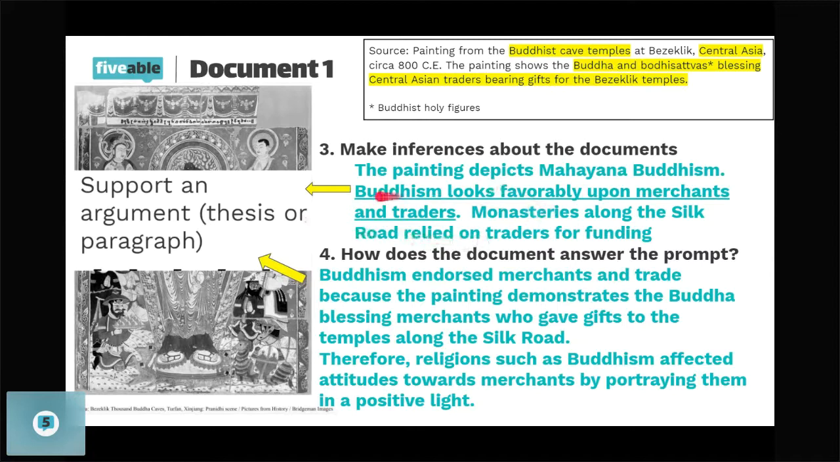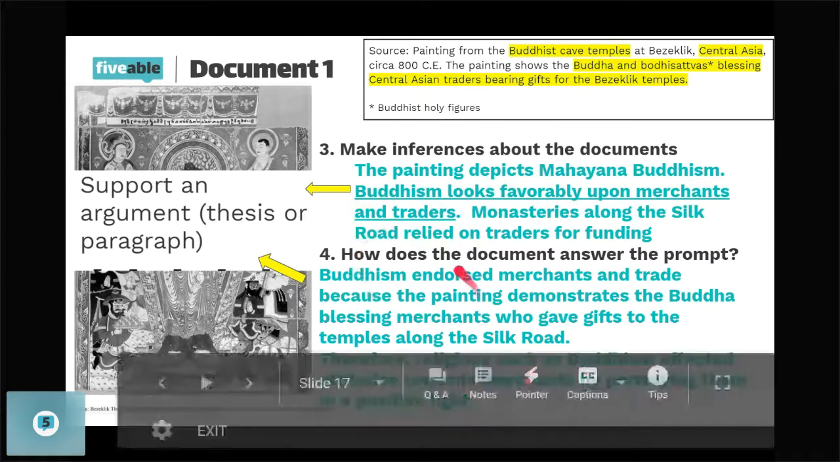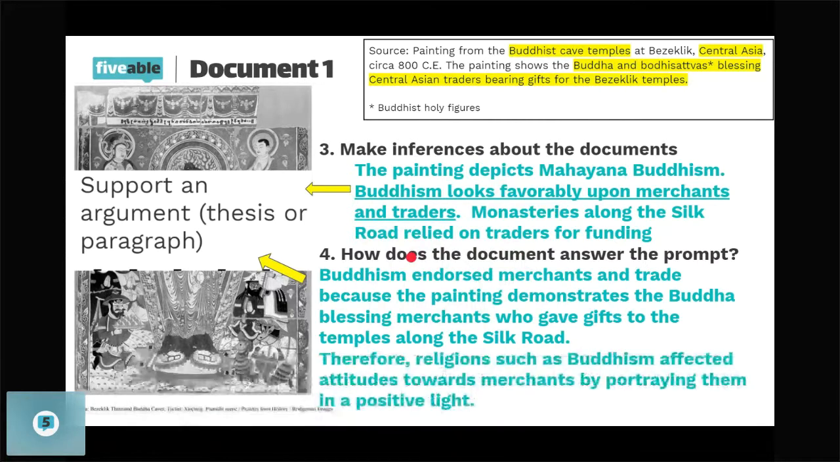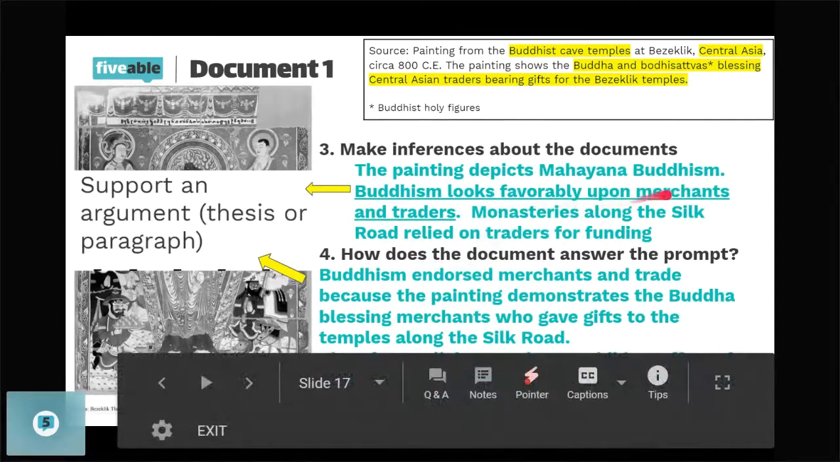Your inferences are going to support an argument, and you're arguing how cultural traditions affected attitudes. If you're answering the prompt, you are supporting an argument, right? We don't know how many of the documents are going to look favorably on merchants and how many aren't, but that's basically what you're going to argue. This and this religion supported merchants, and this one didn't, or something like that. So Buddhism looks favorably upon merchants and traders. That's going to support your argument.